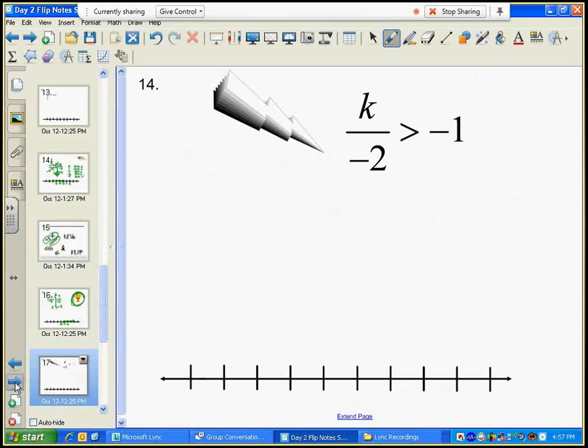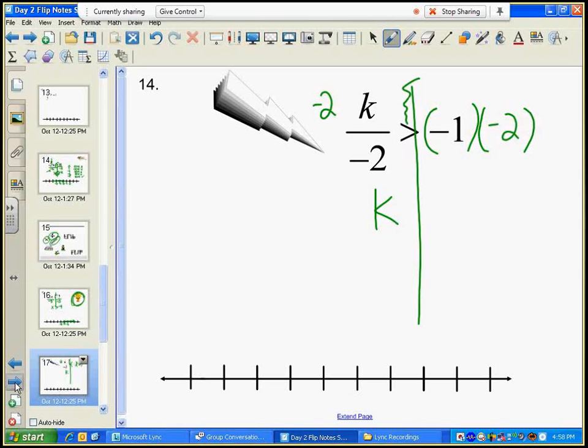Ooh, I see a lightning bolt. You know why? Because I'm about to multiply by a negative. I'm so excited. So here we go. So in order to isolate k, I'm going to multiply by -2. I'm going to multiply by -2, and I end up with k is less than 2. There's my answer.